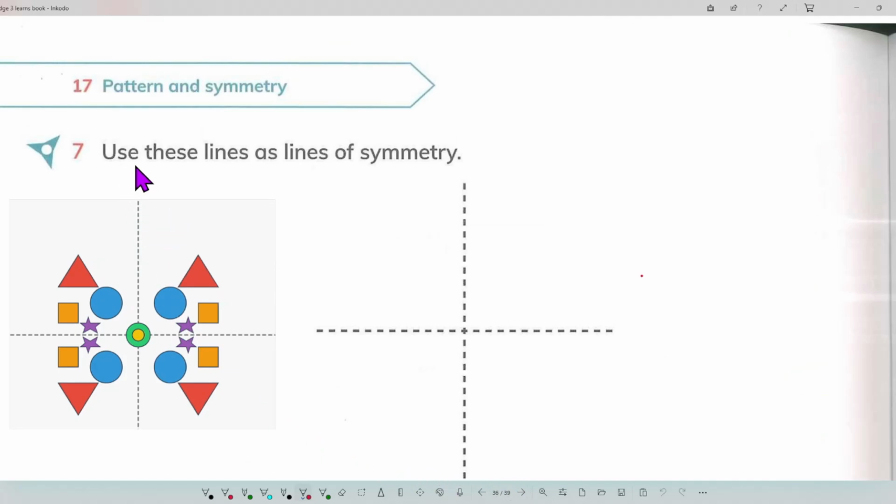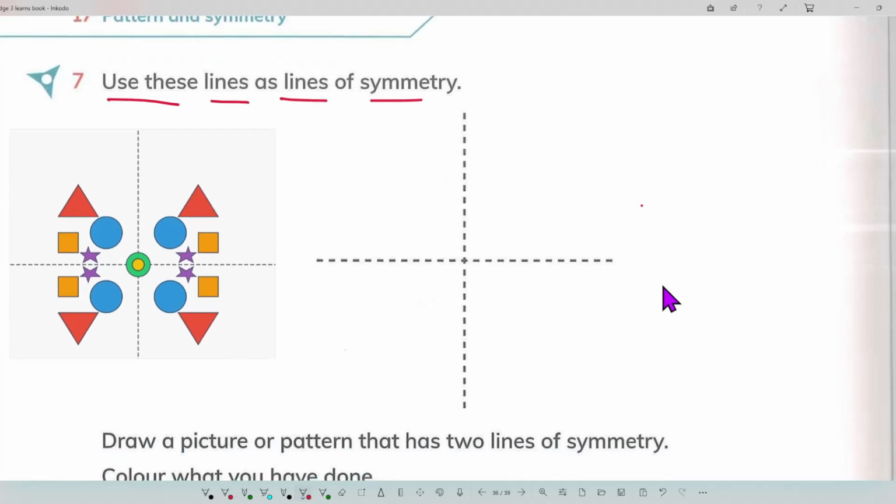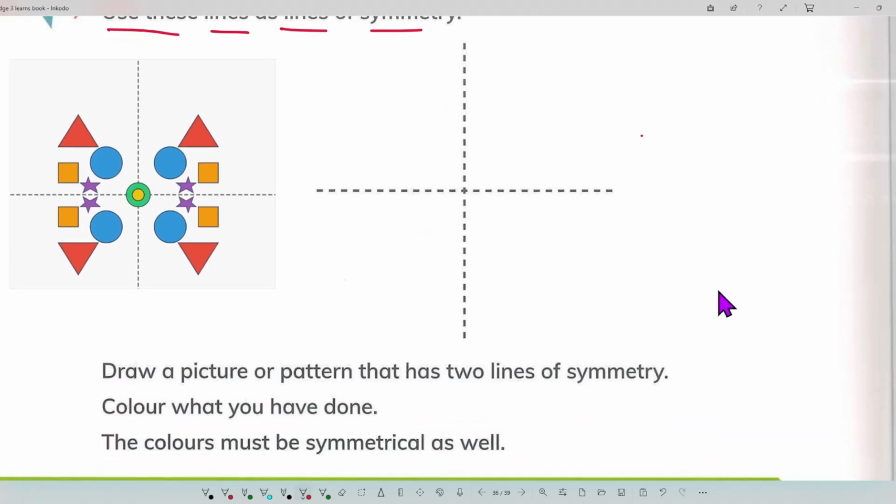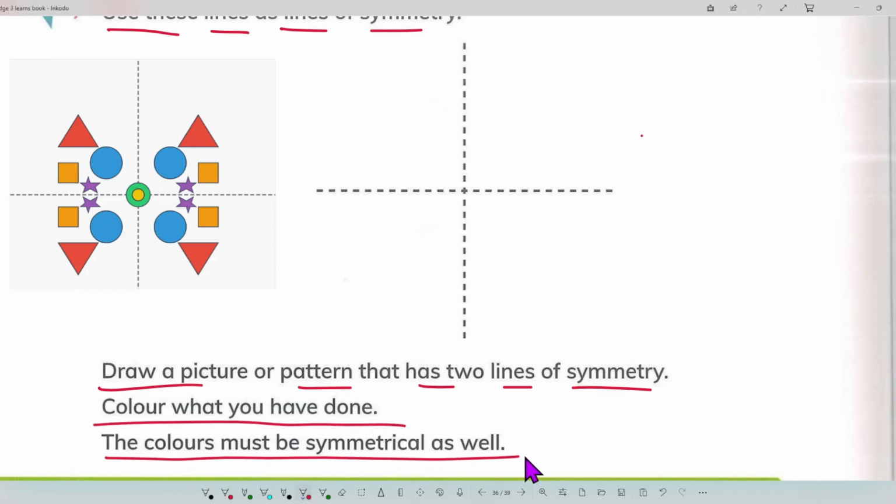Question 7, use these lines as lines of symmetry. So this is both the horizontal and vertical line. If we want to make lines of symmetry, draw a picture or pattern that has some lines of symmetry. If you have colored it, the color must be symmetrical as well. So this is the perfect example.